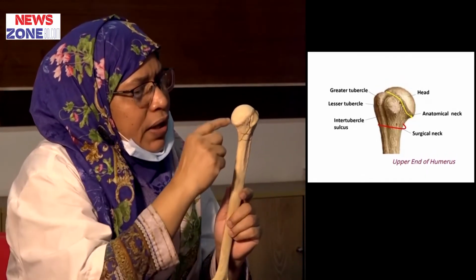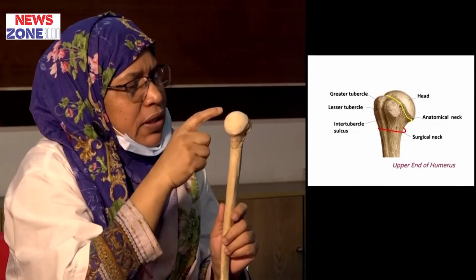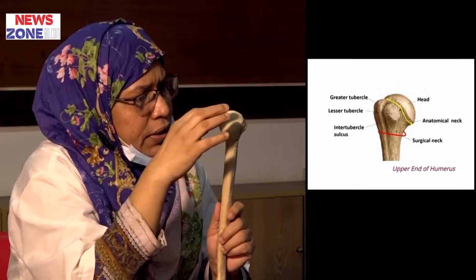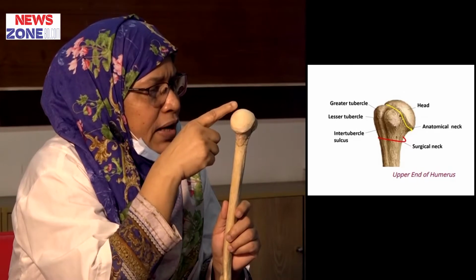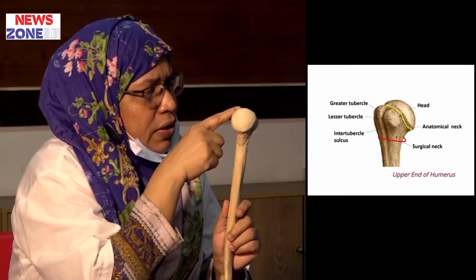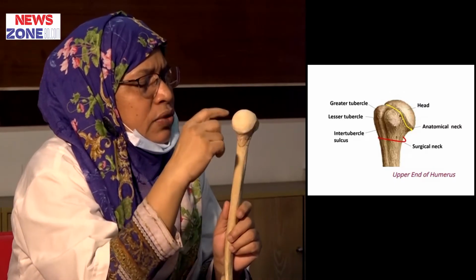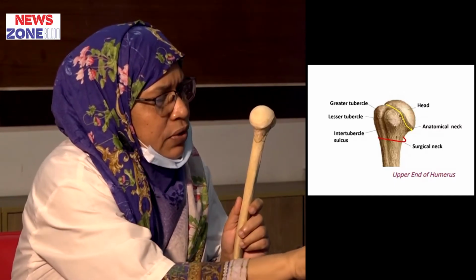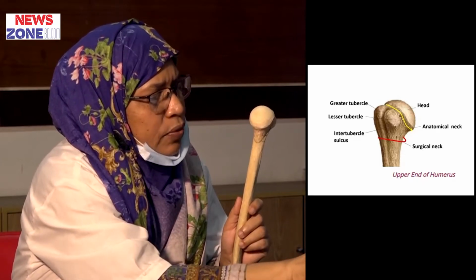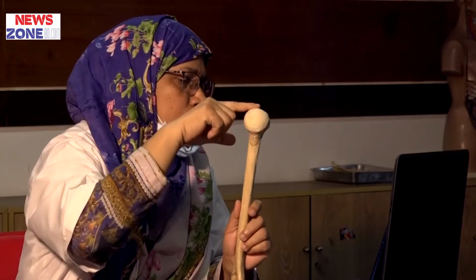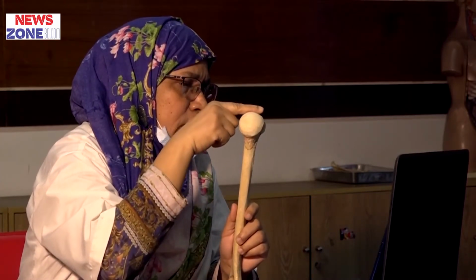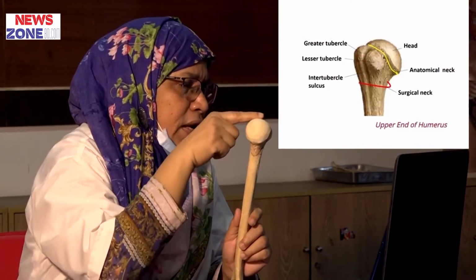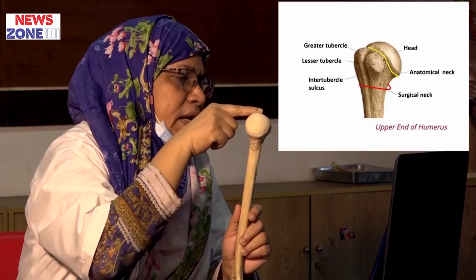And now what are the features of the upper end? The upper end first consists of the rounded, spherical, smooth head. Behind the head there is a constricted region. This is known as the anatomical neck. Which neck? The anatomical neck. So behind the head there is a depressed or constricted area; this is the neck, the anatomical neck.